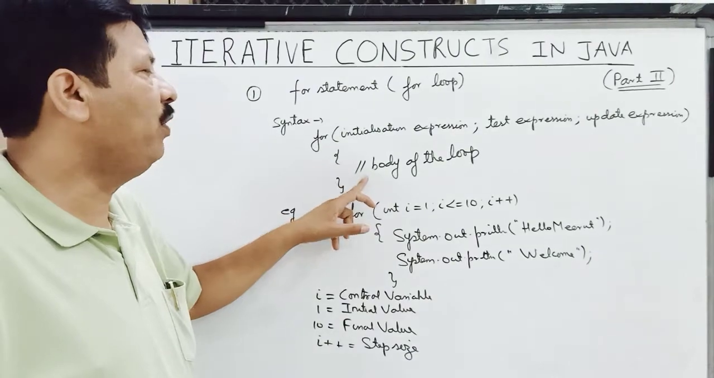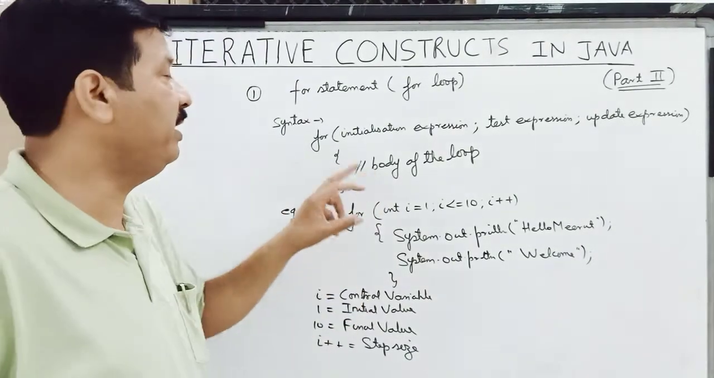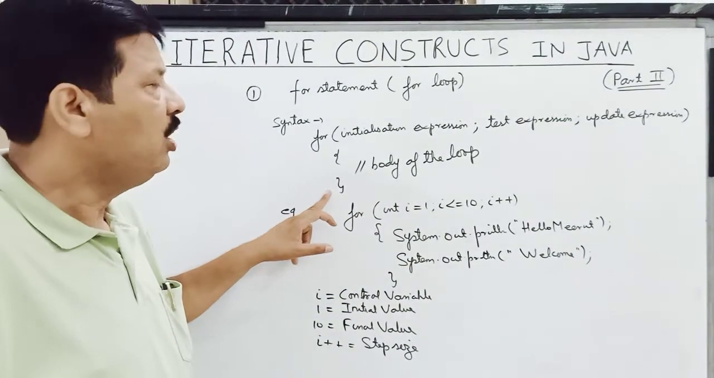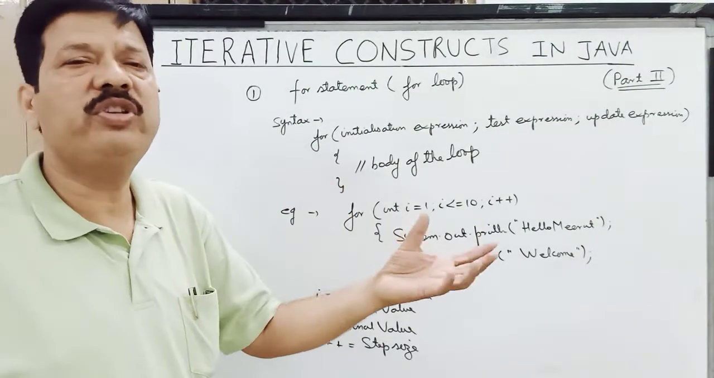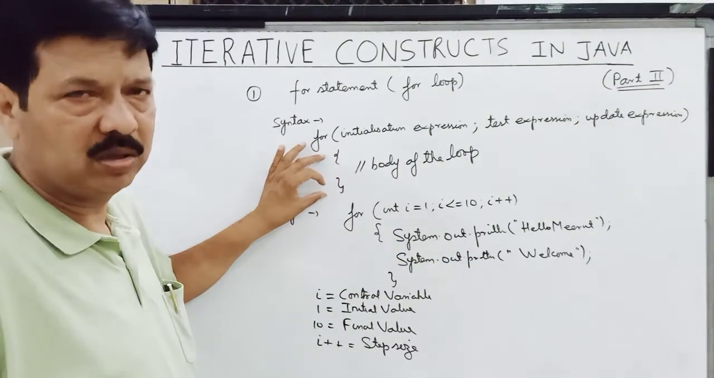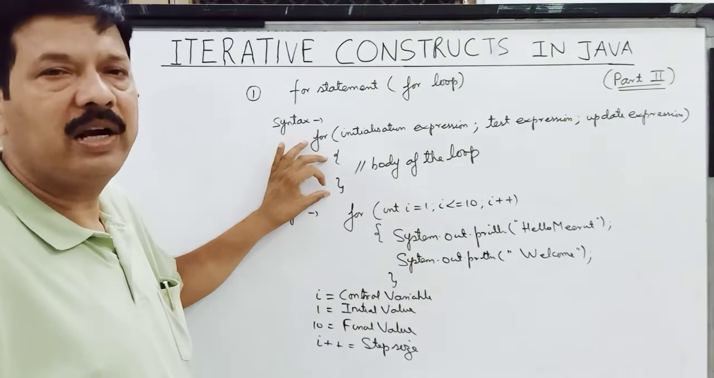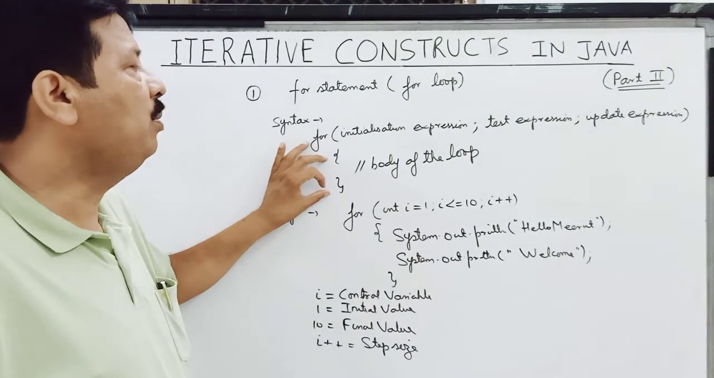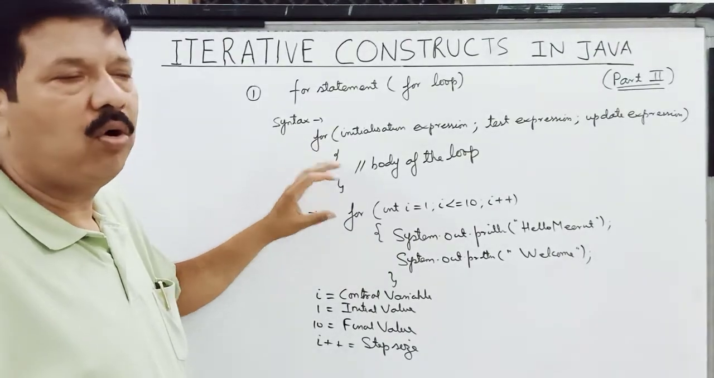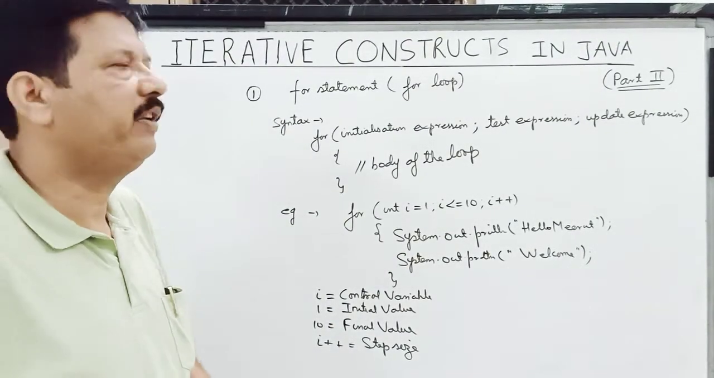Now children, if there is only one statement, then the braces are not required. If you have two or more statements, then you have to put an opening curly brace and a closing curly brace, and you form a block, and all the statements within that block get executed.